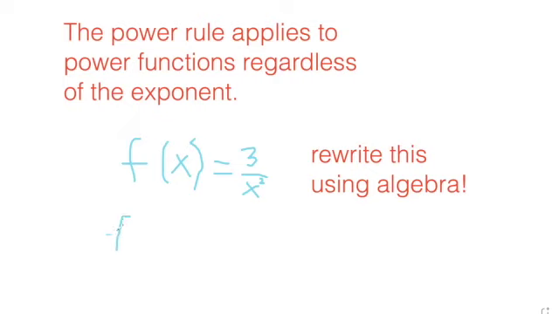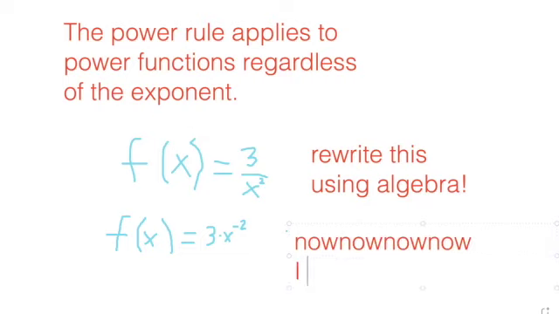So I'm going to rewrite it first using algebra as f of x equals 3 times x to the negative 2. Now that it's set up in power rule form, now I can take the derivative. I don't like using capitals. It looks like I'm screaming, so I'm going to put it in lowercase.